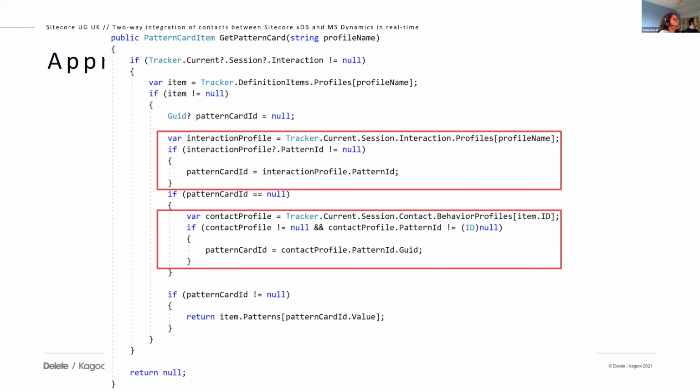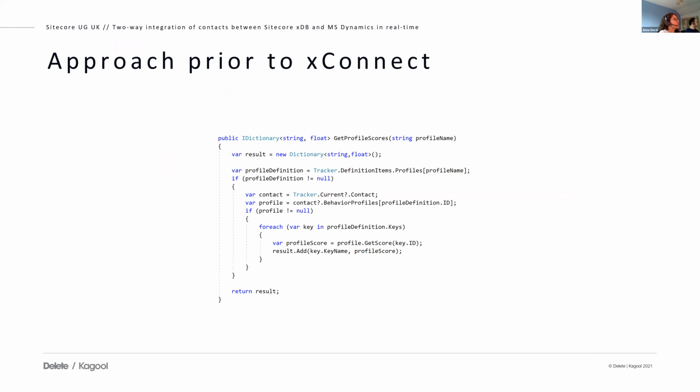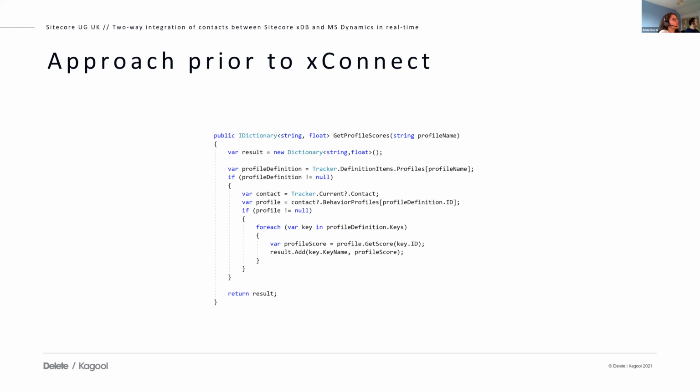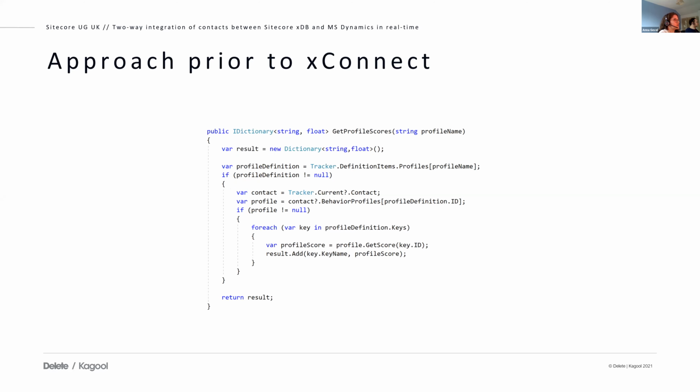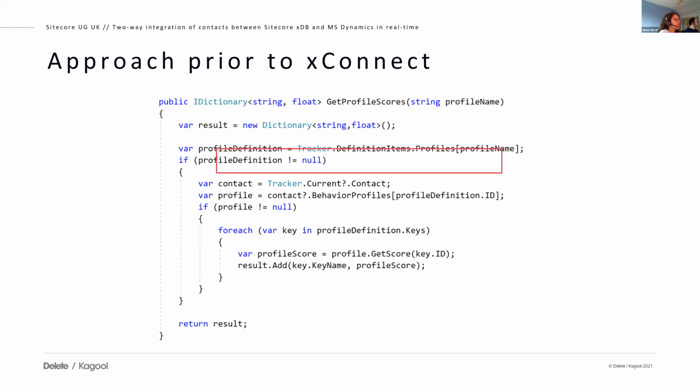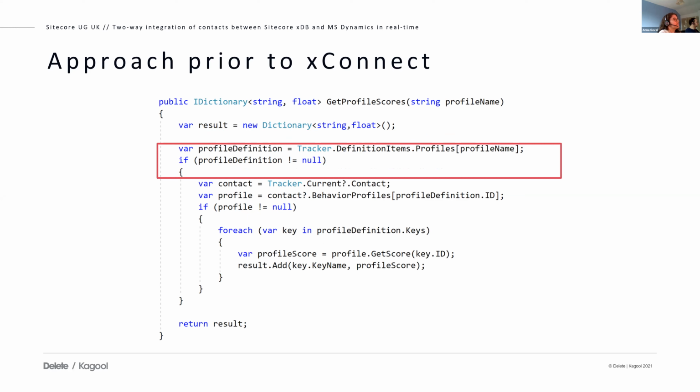The second method we wanted to show is to get profile scores. Again, it can be done in the same way via current session or from the contact. Here we're just showing the contact variant. Again, as with the previous method, we start by taking the profile definition from the marketing definitions table.